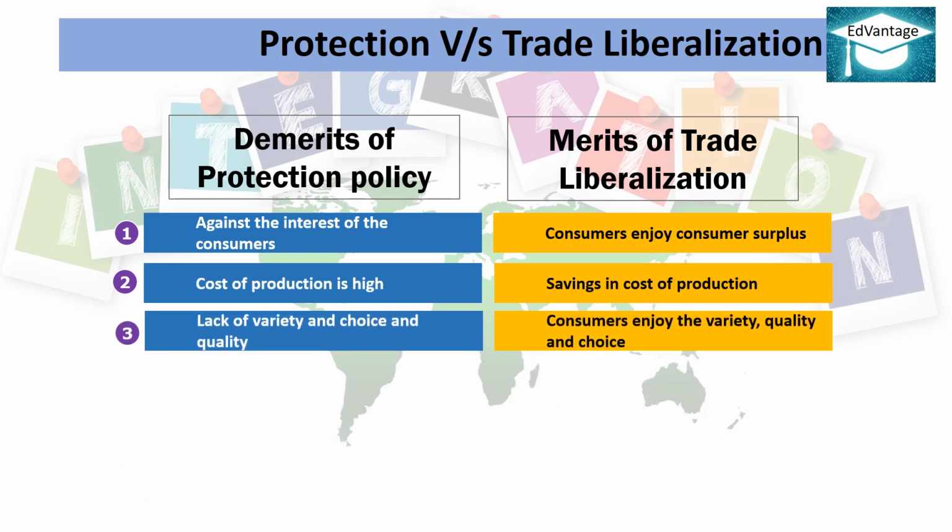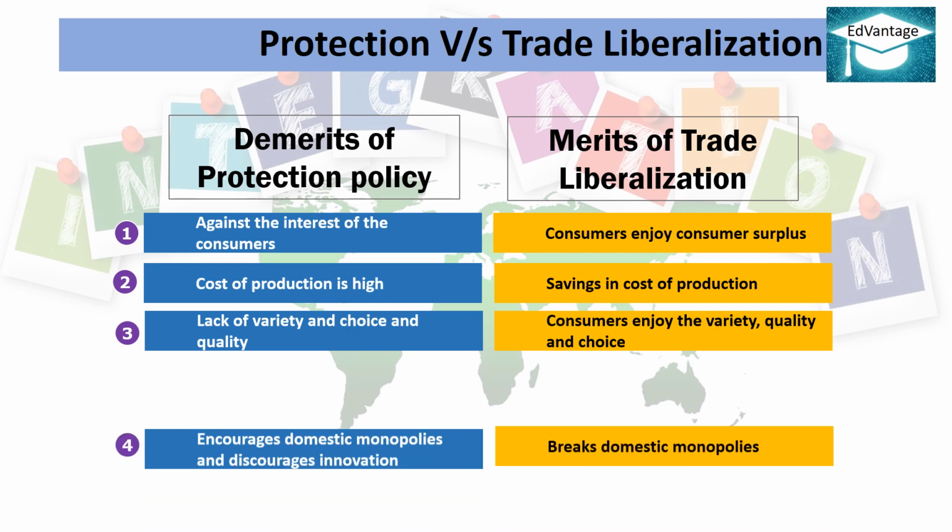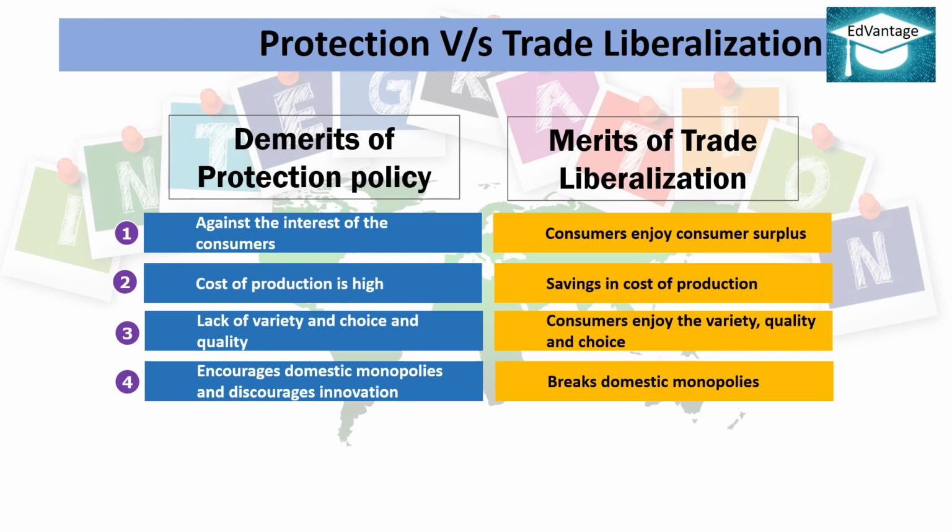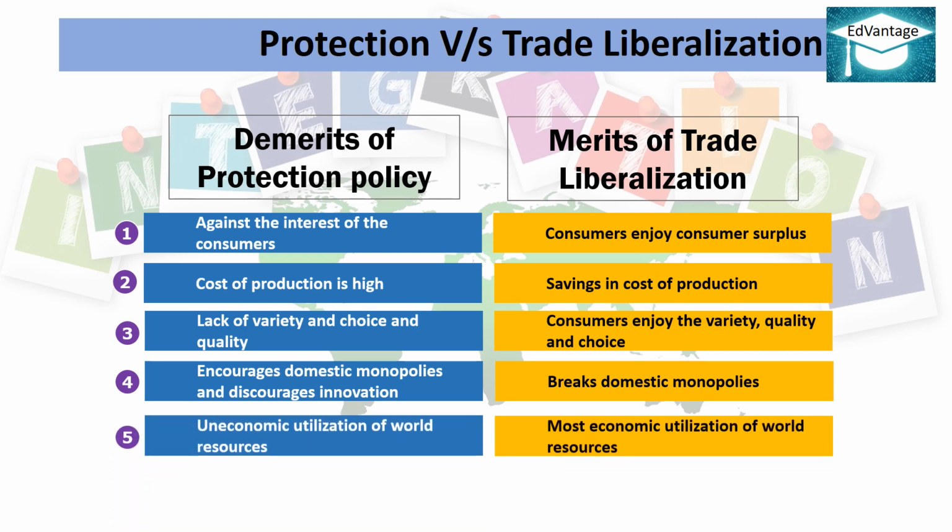3. There is lack of variety and choice and quality. However, under trade liberalization, consumers enjoy the variety, quality and choice. 4. Protection policy encourages domestic monopolies and discourages innovation, whereas trade liberalization breaks domestic monopolies.